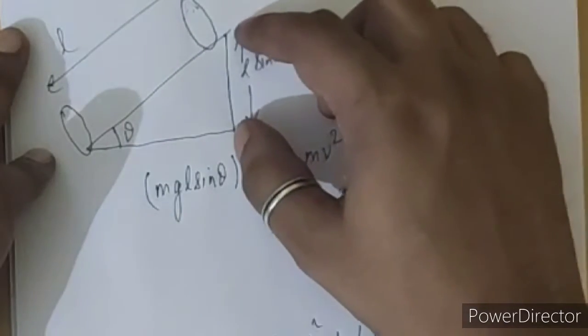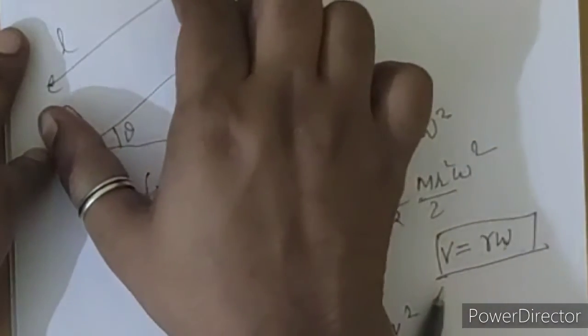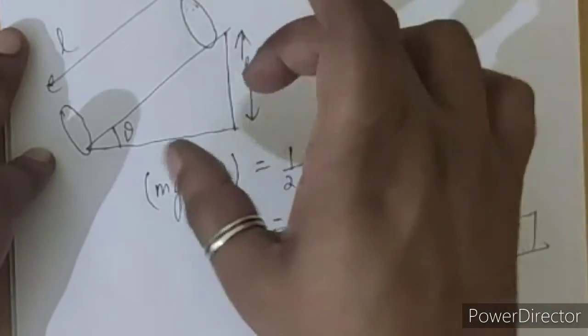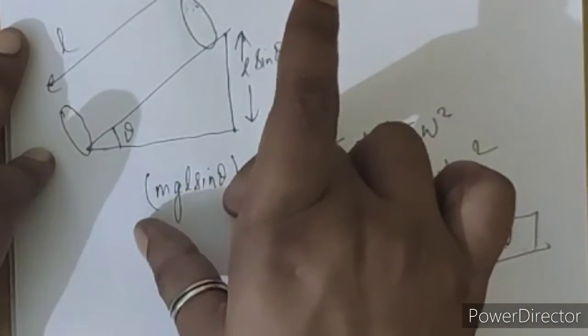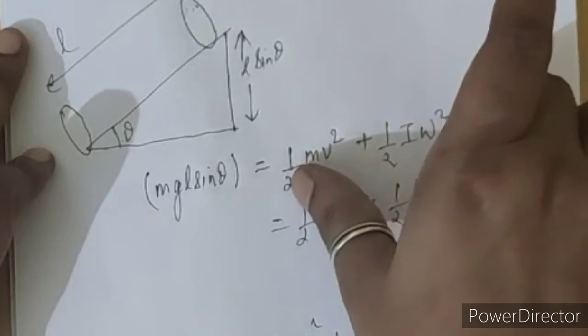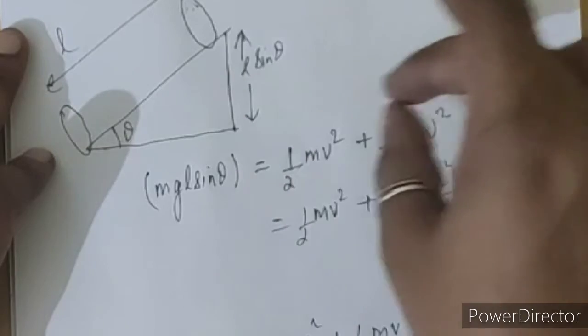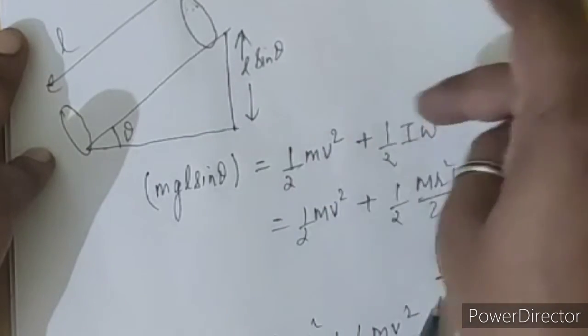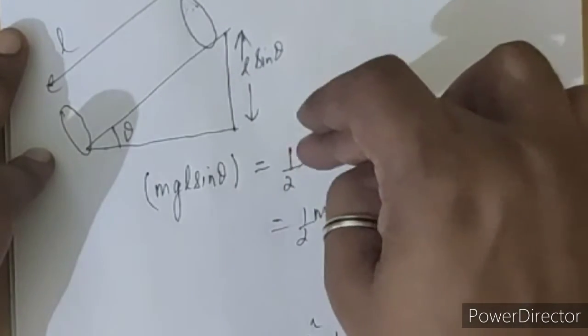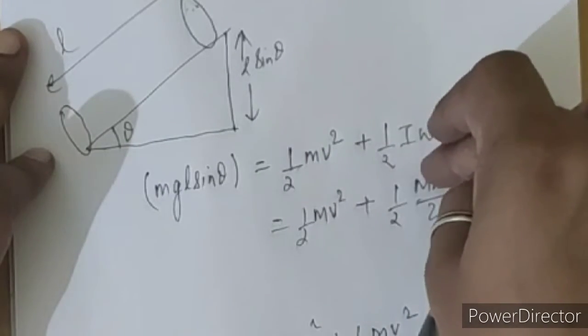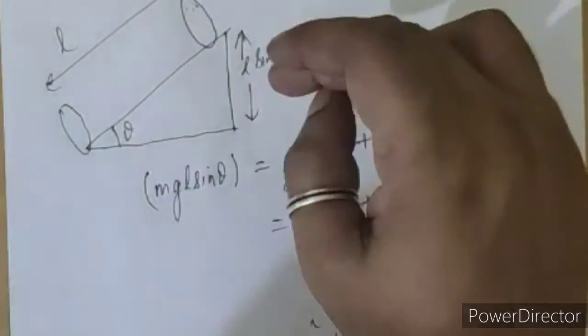This distance is L sin theta because we have L here. So this is L cos theta, this is L sin theta. Basically the potential energy drop is equal to the increase in the kinetic energy. Since it is not only translating but also rotating, that's why we have two energies. First is translational energy, which is half mv square. Next is rotational energy of the cylinder.